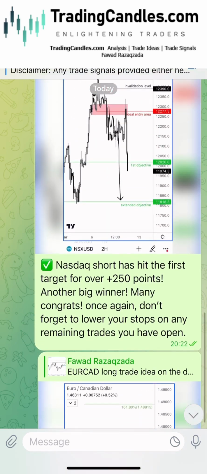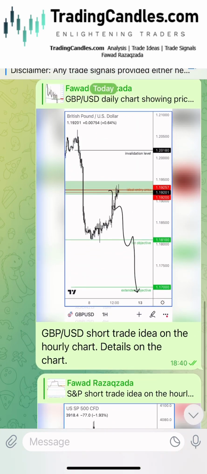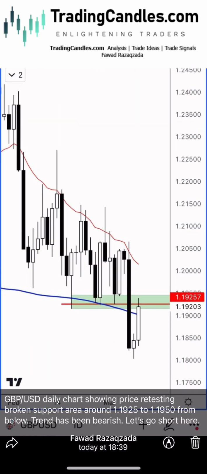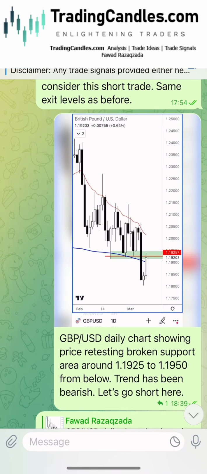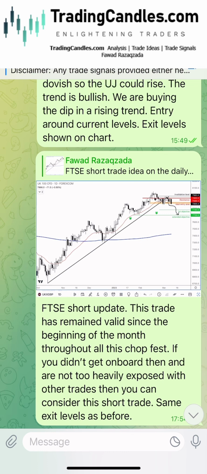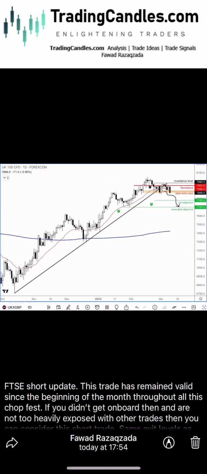Let me just show you a few more. This was the pound. This is a trade idea we posted based on the fact that it was testing potential resistance from underneath at around 119.25. Whether or not it will get to a new low depends almost entirely on the jobs report from the US on Friday. The FTSE, we traded short the FTSE a few days ago when it broke this long-term bullish trend.